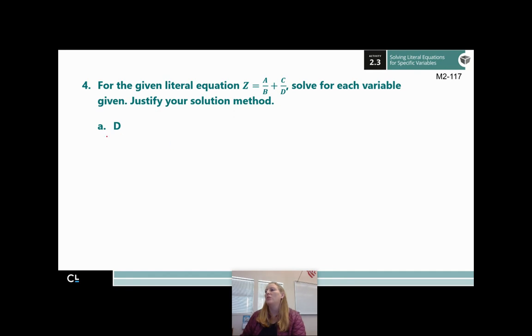Oh, so for this one, we need to solve for D. Okay, and we have to justify, so we got to make sure we do all the things. So Z equals A over B plus C over D. I'm going to make my big line. All right, D is over here, so I want to get rid of this guy first, don't I? So since it's positive, it's being added, I'm going to subtract A over B. And if you do it to one side, you must do it to the other. Oh, which means this is the subtraction property of equality.